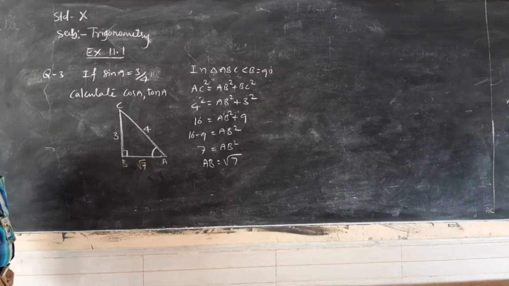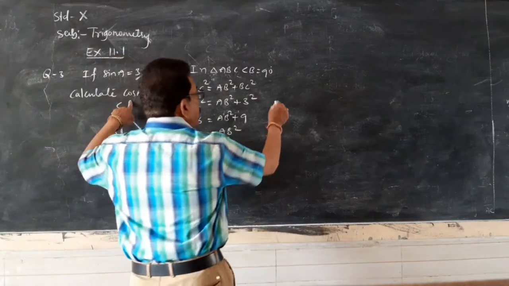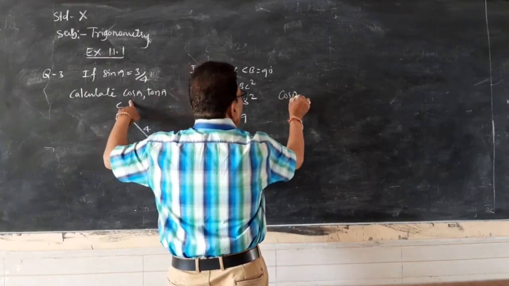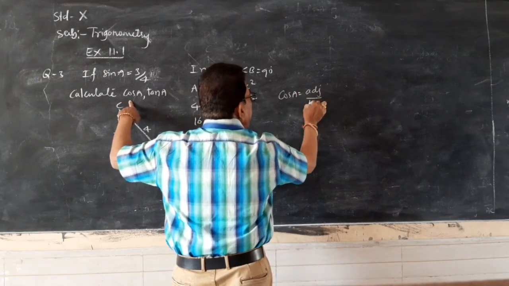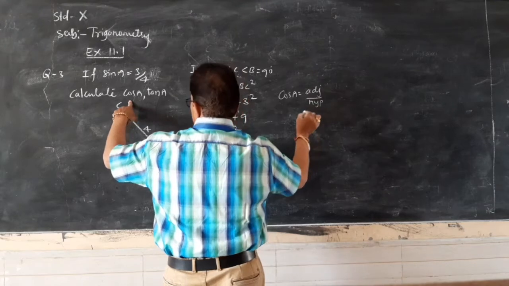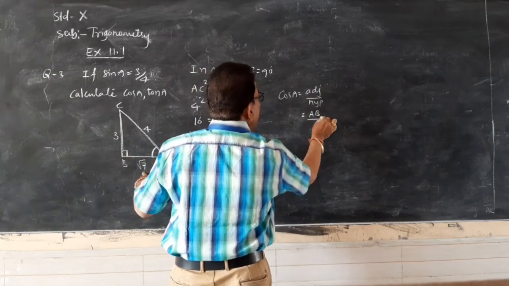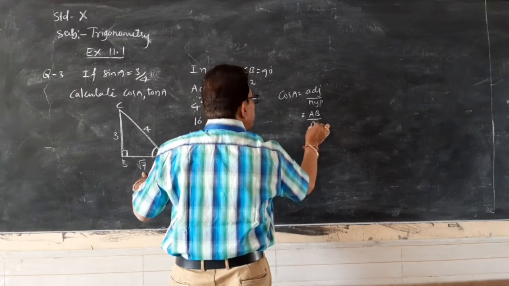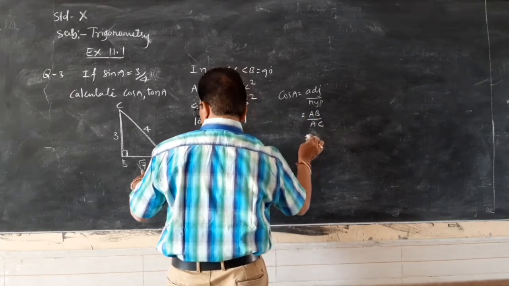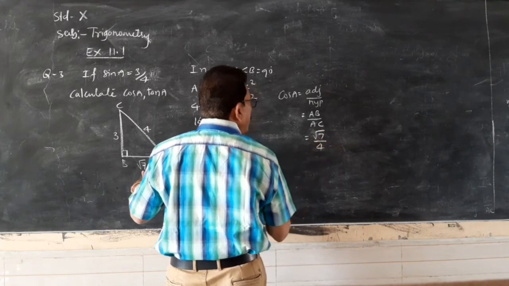Now you have to write what they have asked. That is cos A. Cos A equals adjacent side divided by hypotenuse. The adjacent side in this diagram is AB, divided by the hypotenuse, that is AC. AB is root 7, divided by AC, which is 4.